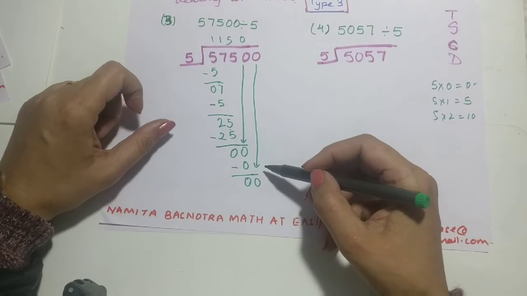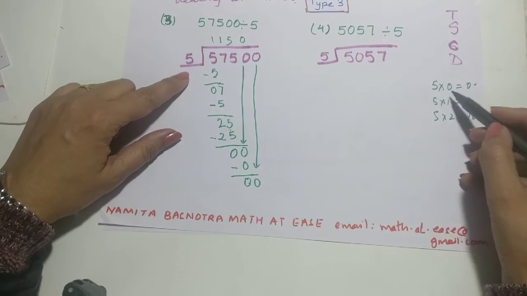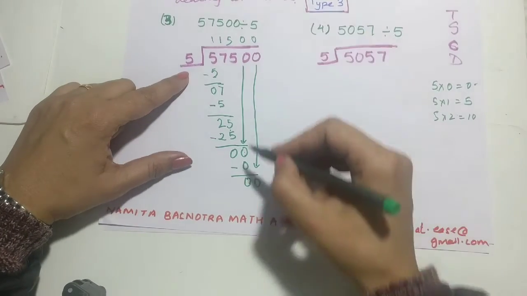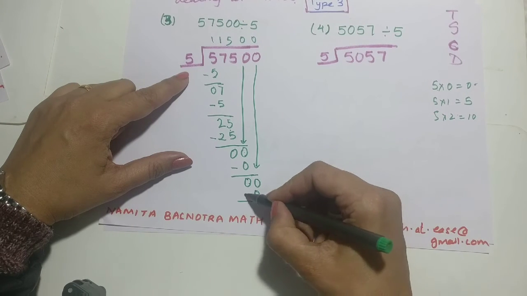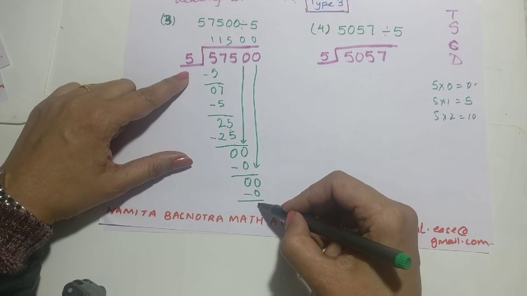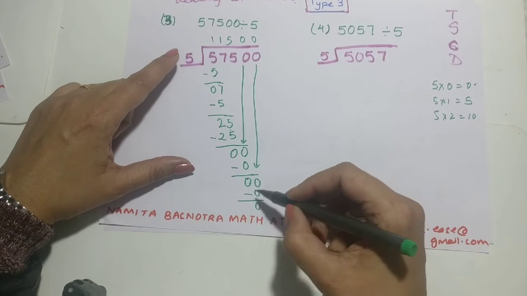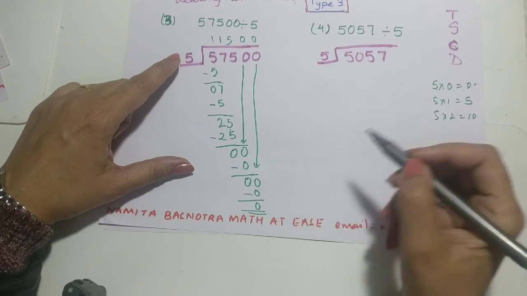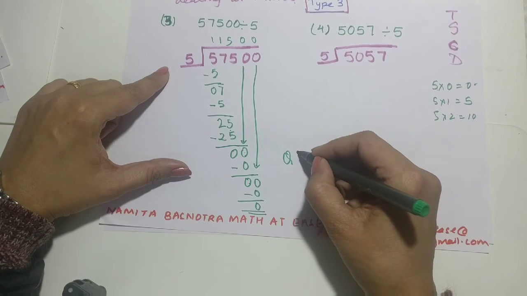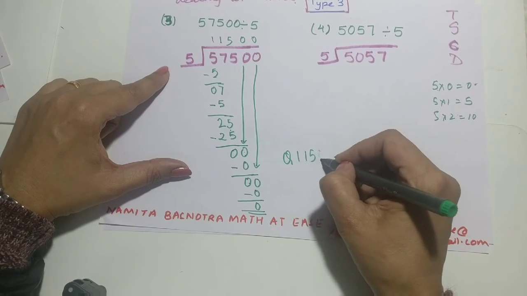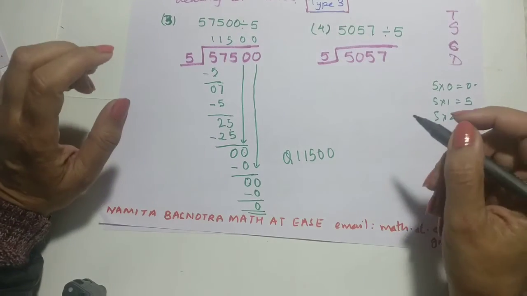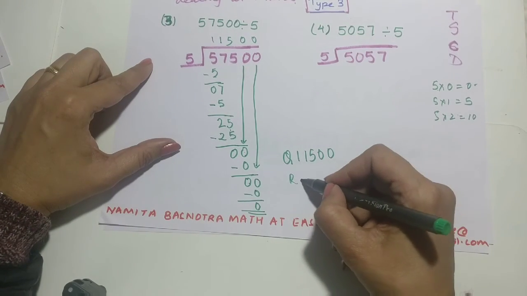right? And then again, say the table, 5 zeros are 0, I'll write here 0 and 0, then subtract, check and bring the digit down. It is not there, over. So the quotient to this is 11500, right? And then the remainder is 0.